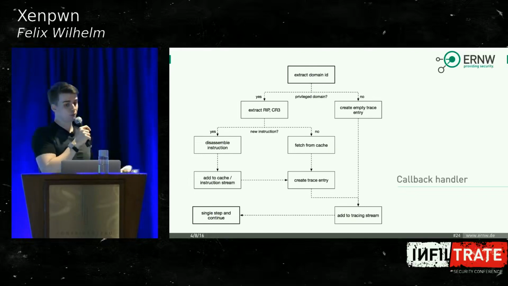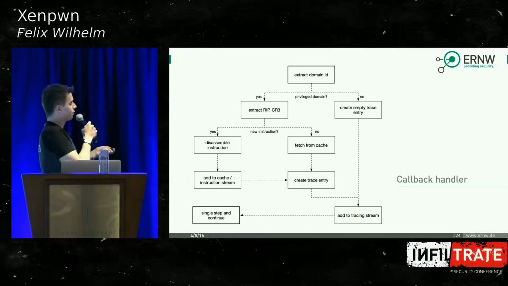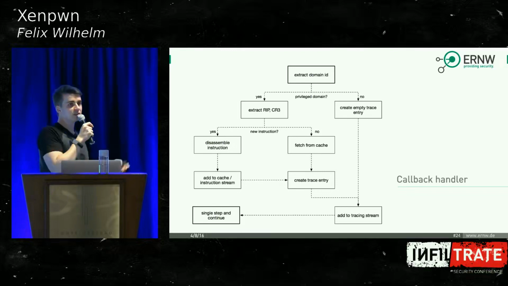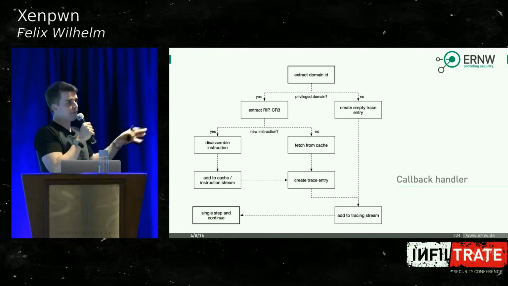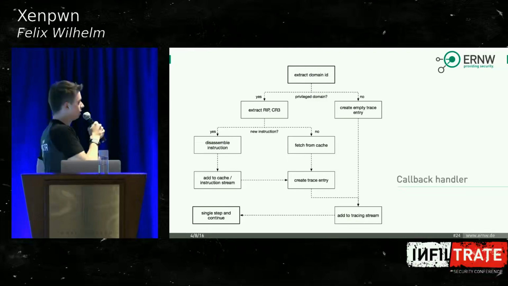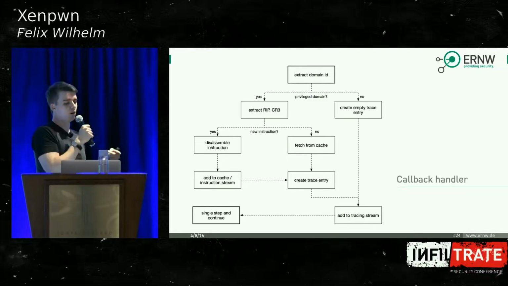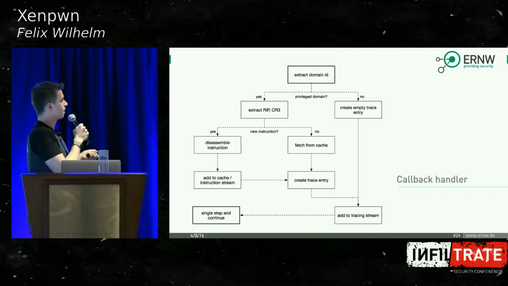So we check if it's a privileged domain. If that's the case, we extract the instruction pointer and the CR3, so the page table pointer. Look if we have ever seen this combination before. If that's the case, we just fetch our data from the instruction cache, otherwise we disassemble the instruction.